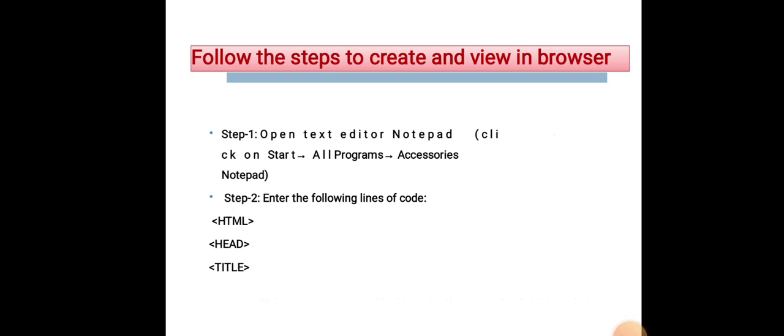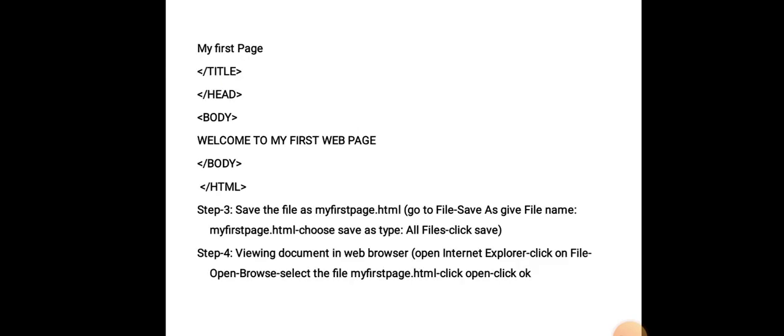Next, what are the steps we have to use to create and view HTML pages in a browser? So first, step one is to open a text editor or Notepad, and enter the lines of code inside the Notepad, that is, example HTML, head, title. Likewise, you have to continue the tags.